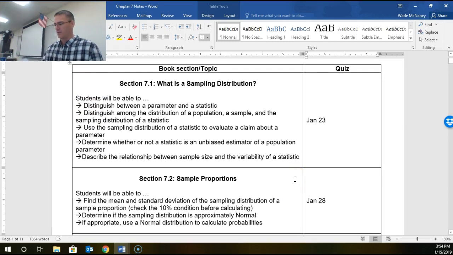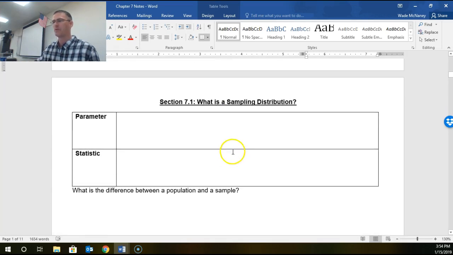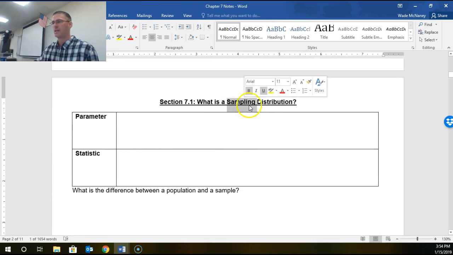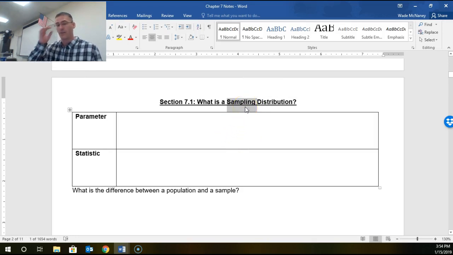Now, at the top of your notes here, I want you guys to highlight, circle, underline this ing, a sampling. I'm going to emphasize that over and over and over again. A sampling distribution. You have to know the difference between a sample distribution and a sampling distribution. So, kind of give you an idea of what we're talking about here.